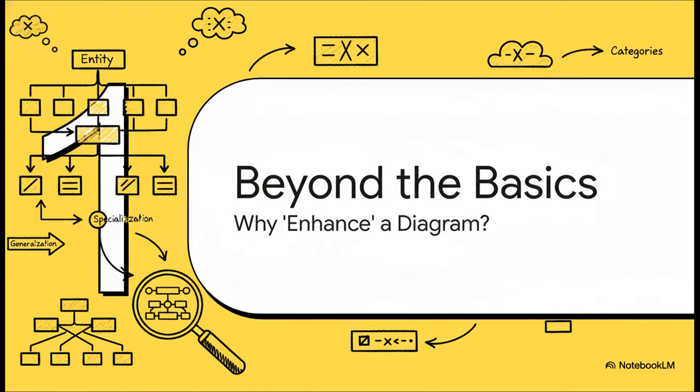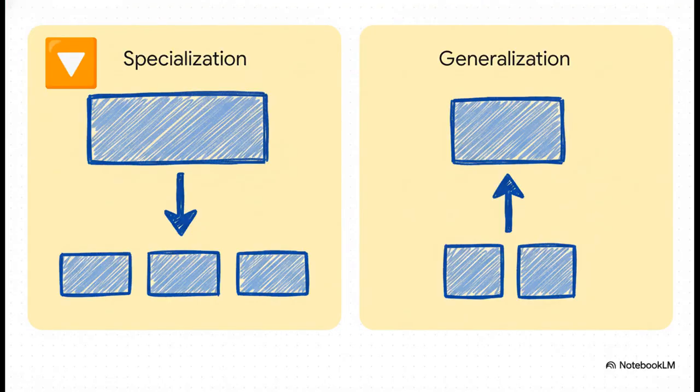Okay, so first things first. Why do we even need to enhance the diagram? Well, it's simple. The real world is chock full of categories and subcategories. We need a way to model all that complexity, and the 2 key ideas for doing that are specialization and generalization. Think of specialization as a top-down approach. You start with a big, broad category, like employee, and you realize, hey, this isn't specific enough. So you break it down into more precise roles, like secretary or engineer.